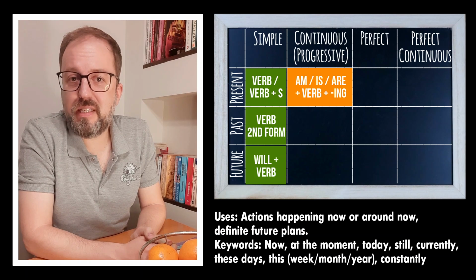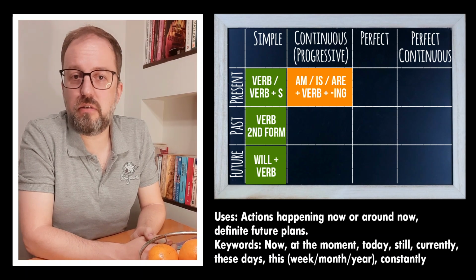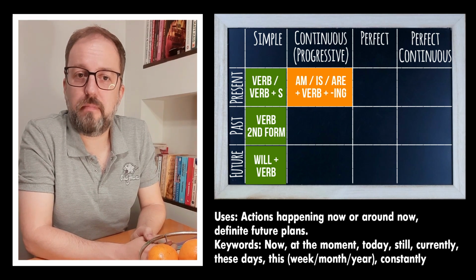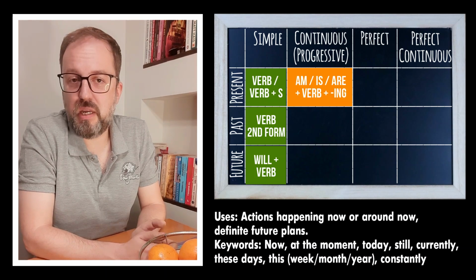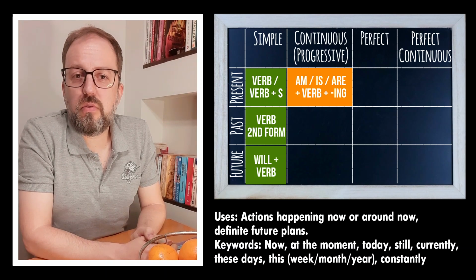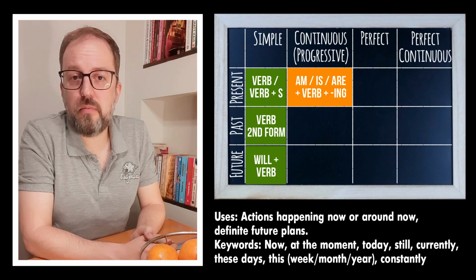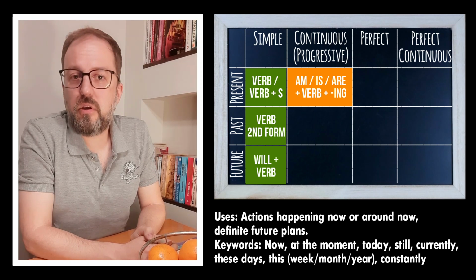Another way we use this tense is to talk about future actions that are 100% certain. I'm going to London in March, for example. I'm staying with my family. I'm 100% sure of this because I've booked the tickets and I've made arrangements. So the words you commonly see with this tense are now, right now, at the moment, today, still, currently, these days, this week, this month, this year, constantly.